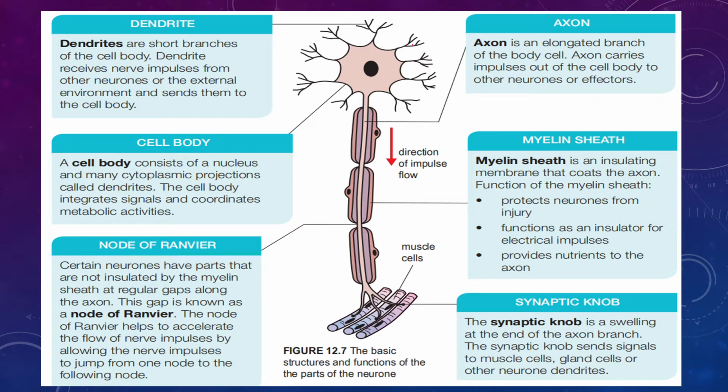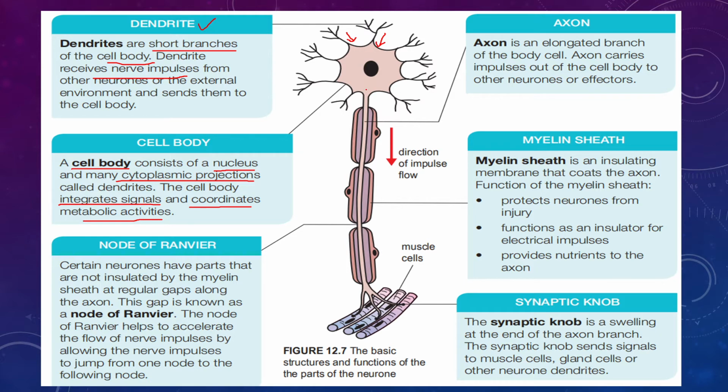So let's look at, first and foremost, this structure here known as the cell body. In a cell body, there's a nucleus with many cytoplasmic projections, which we call the dendrites. So the dendrite is like the antenna. They are the short branches of the cell body, which function to receive nerve impulses from other neurons or from the external environment, and they are going to send them to the cell body. Okay, so the arrow goes like this. In a cell body, the function is that it integrates signals and coordinates the metabolic activities.